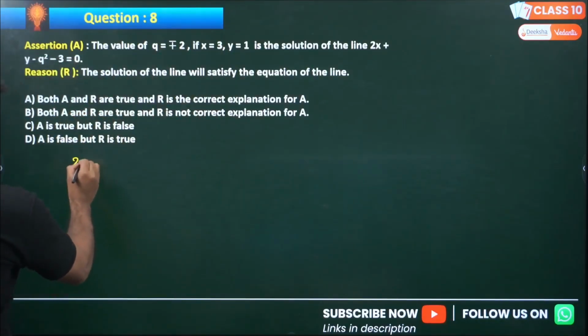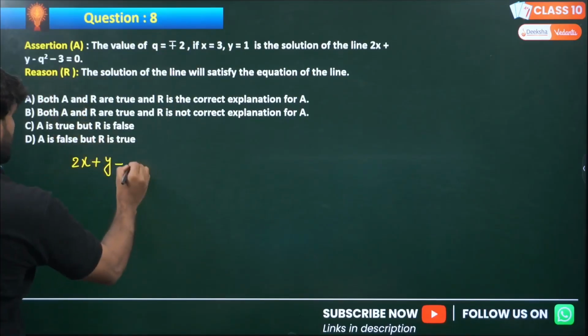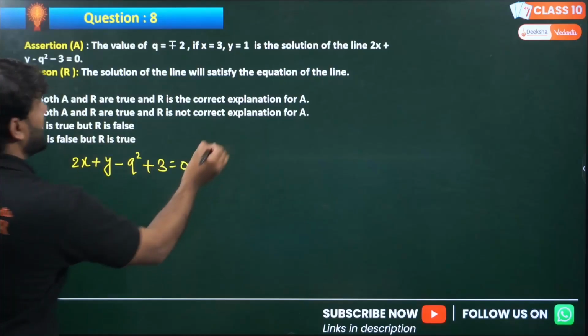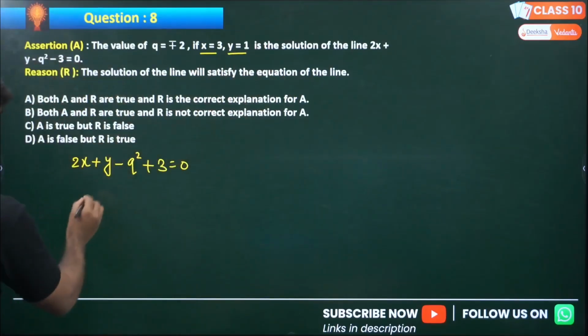So this is 2x plus y minus q square plus 3 is equal to 0, and the assertion is saying that x is 3 and y is 1 is the solution. So let's put that here.